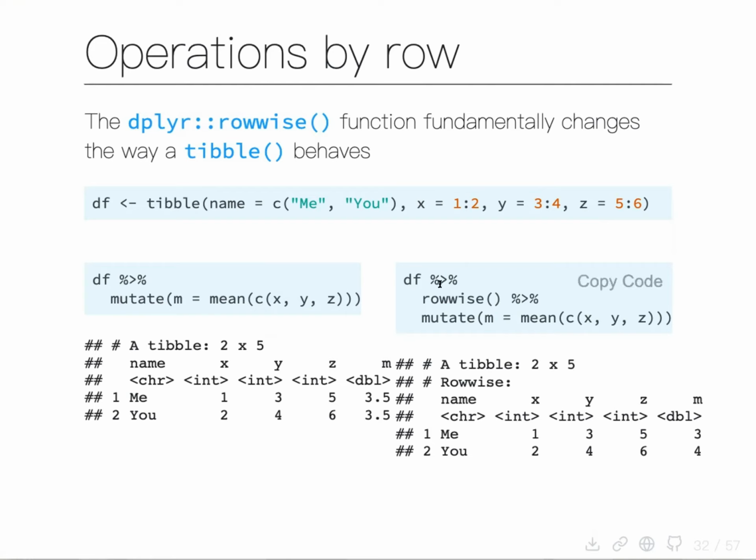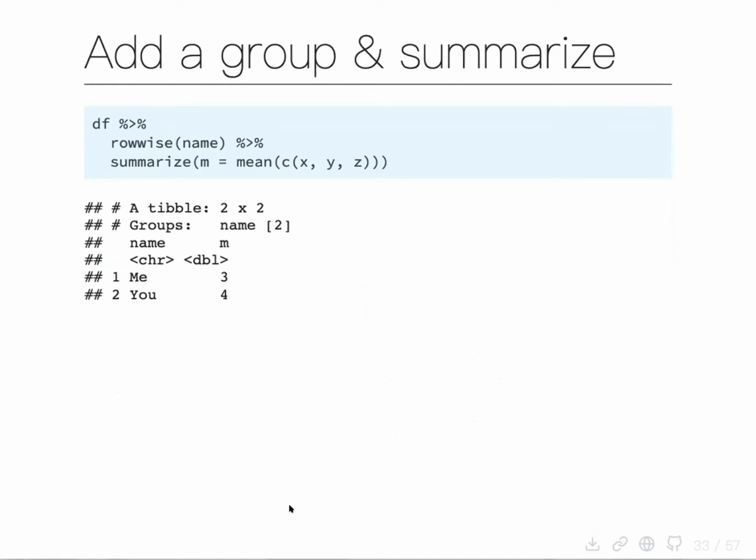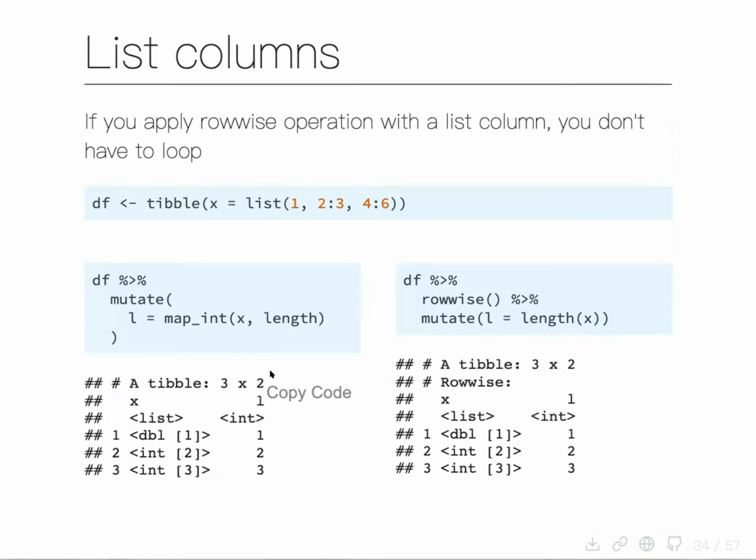If I first say rowwise, and then I compute the mean of that, because remember, when I use c, right, it's going to basically collapse everything. So this is going to be the mean of 1, 2, 3, 4, 5, 6. Here with this rowwise, now it's going to compute the mean by row. So this first one we get 3, the second one we get 4. Okay. Does that make sense? So rowwise is changing the way that the operations actually are conducted. You can add a group, so you could say rowwise by name, and then summarize, and then you just get the name there in this case.